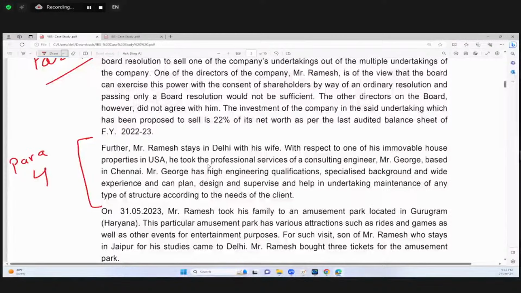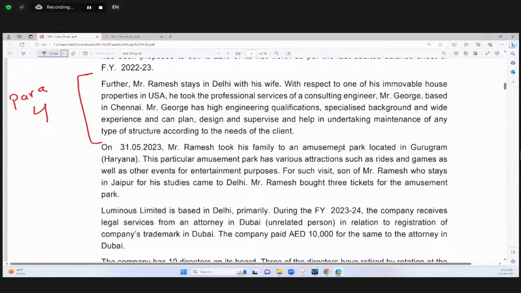On 31 May 2023, Mr. Ramesh took his family to an amusement park located in Gurugram, Haryana. This particular amusement park has various attractions such as rides and games as well as other events for entertainment purposes. For such visit, son of Mr. Ramesh, who stays in Jaipur for his studies, came to Delhi. Mr. Ramesh bought 3 tickets of amusement park. Ab students, kya main aapse question pooch sakta hoon?